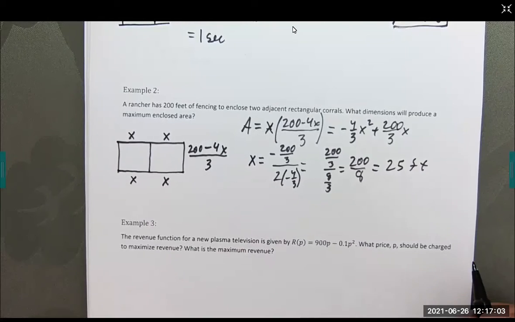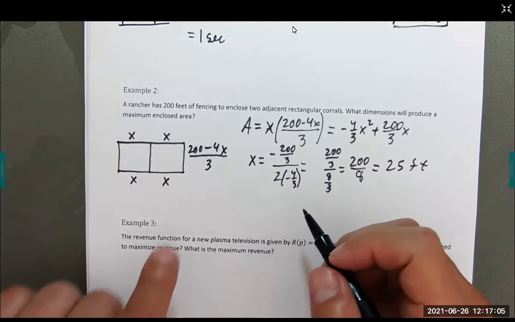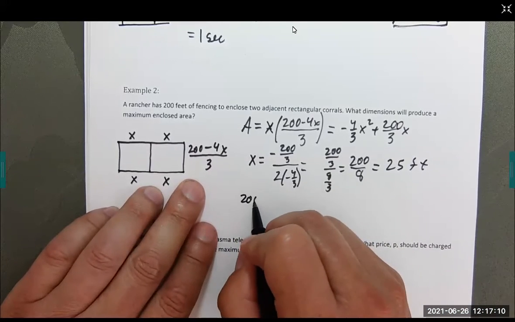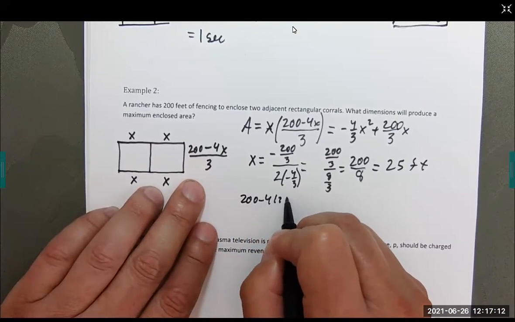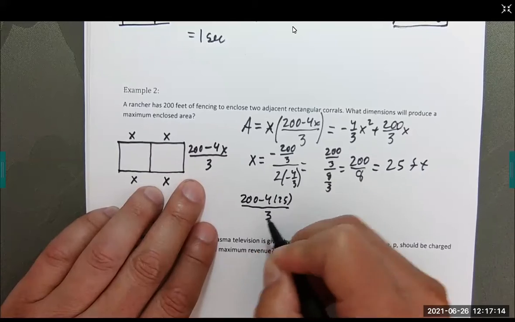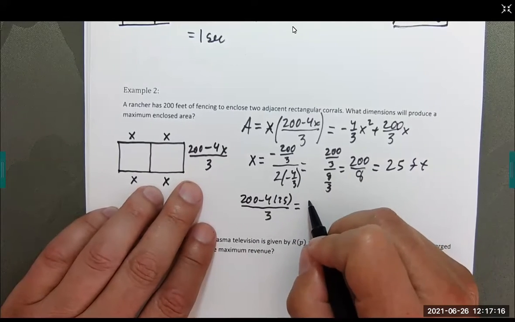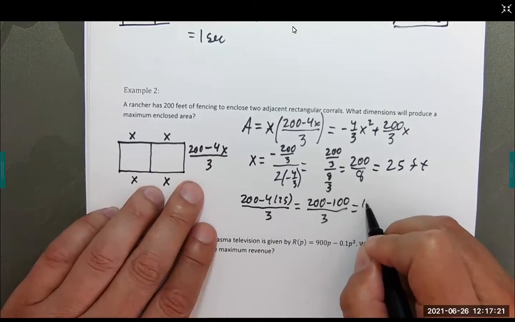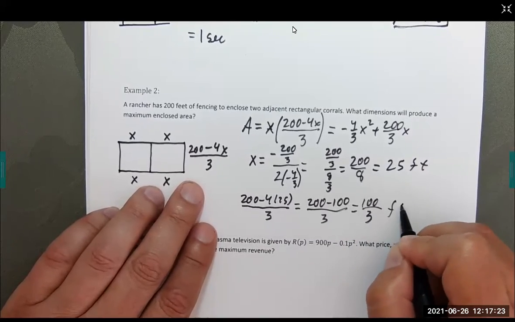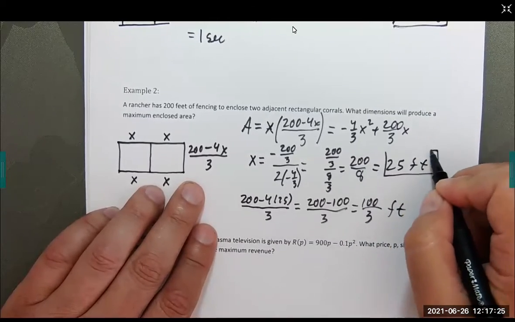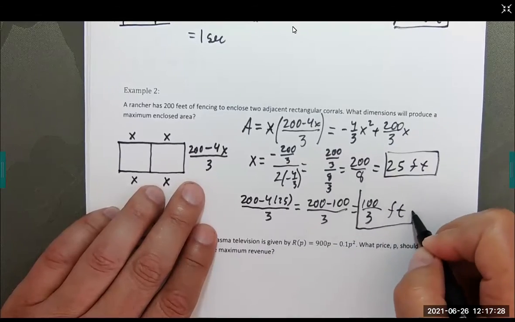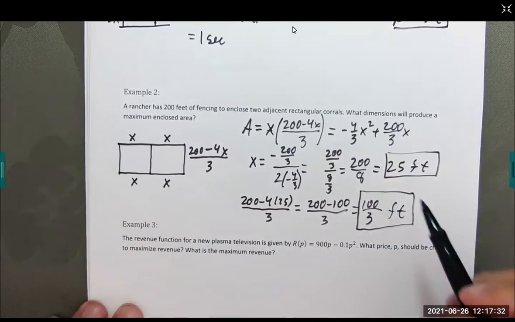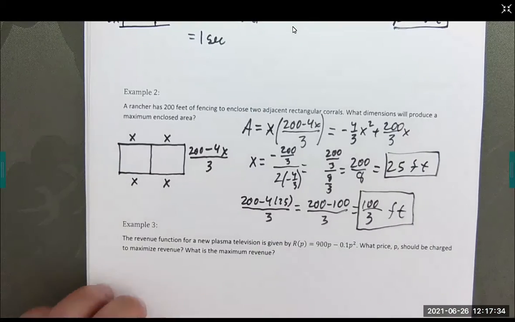Now, if I want to find the other dimension, I'm going to have to plug it into here. So this is 200 minus 4 times 25 divided by 3. That is 200 minus 100 over 3 is 100 thirds feet. So here are the two dimensions for one of the corrals. But if I want for both of the corrals, that would be 50 by that.